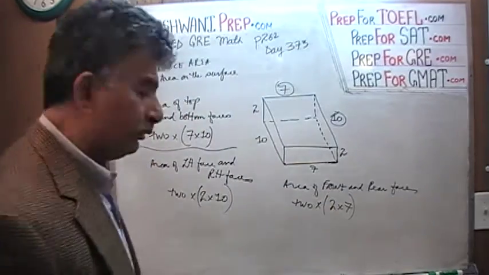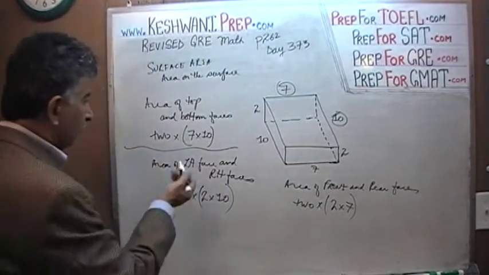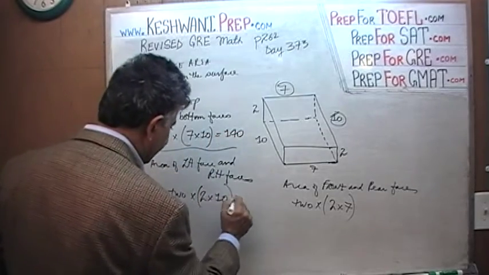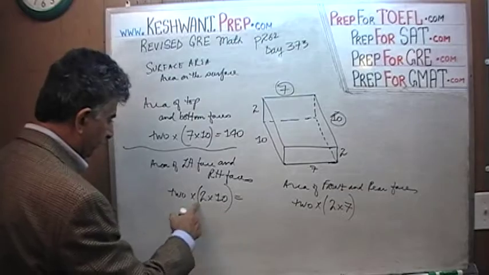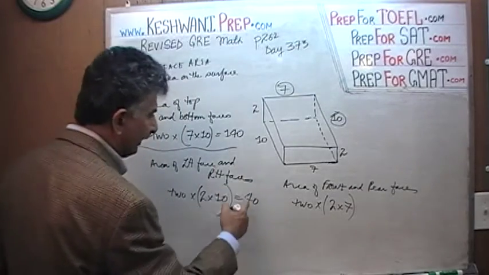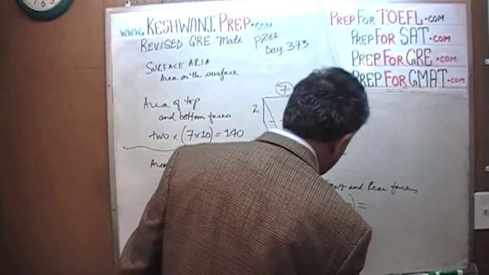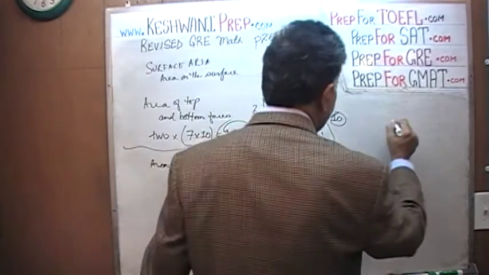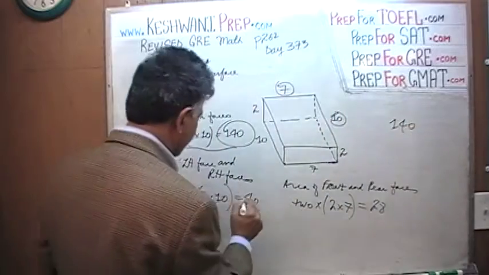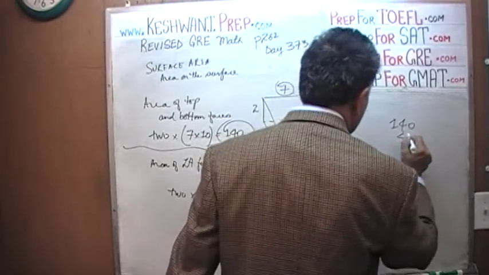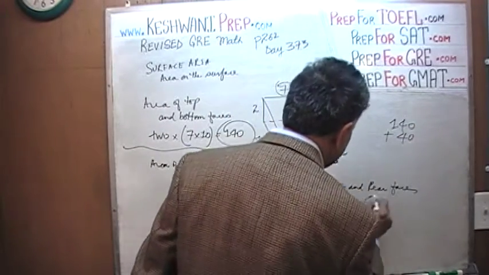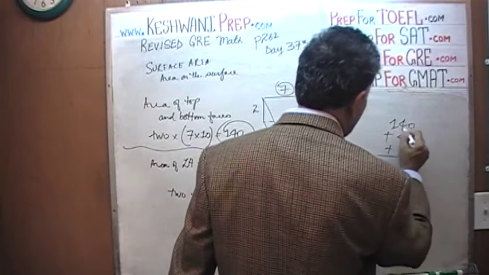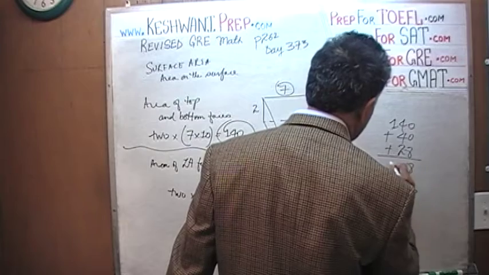That's it. All we have to do is just add them up. So let's do it, shall we? This is 70 times 2 is 140. This 20 times 2 is 40. That's 180 so far. And this is 14 times 2, which is 28. So we have 140 plus 40 plus 28. That's 8. 4 plus 4 is 8, 10, 0, carry 1. That's it.